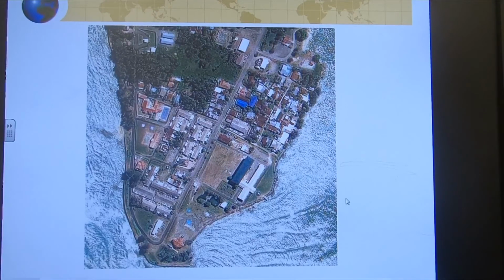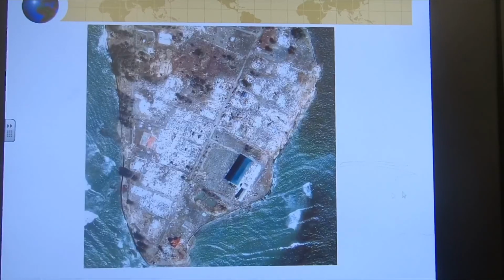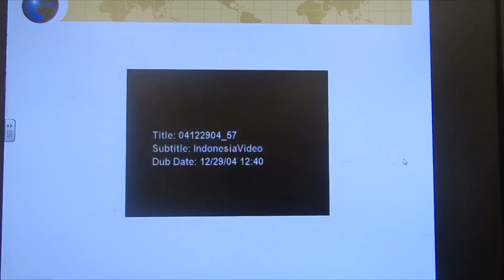Here's a close-up shot of that cape. So you can see the warehouse here was probably really well built. It stood through it, but everything else was washed out completely. And again, we're going to end off there.